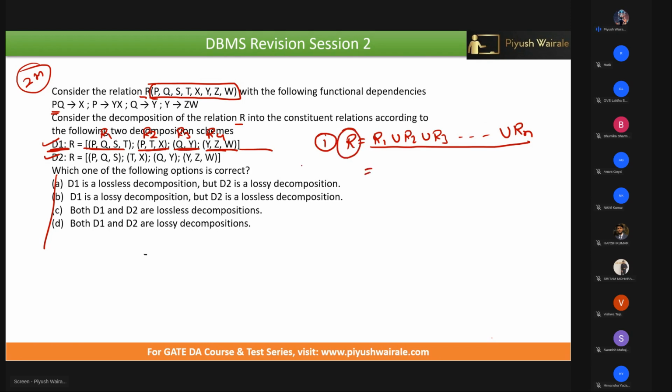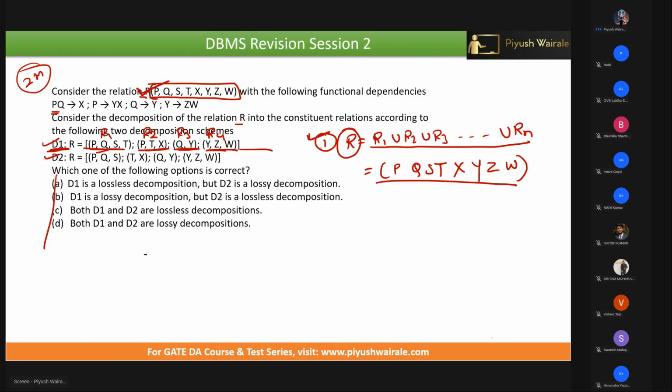So if I take the union of all these, let's see, we have P, Q, S, T, and P, T, X. So P and T are already available, X will be added. Q and Y: Q is already there, Y will be added. Union Y, Z, W: Z and W we are going to add here. Okay, so this is what I got. Is it the relation R here? P, Q, S, T, X, Y, Z, W. Yes, we got the relation, right? It means our first criterion is satisfied. If we didn't get all the attributes, it means it is directly a lossy decomposition.